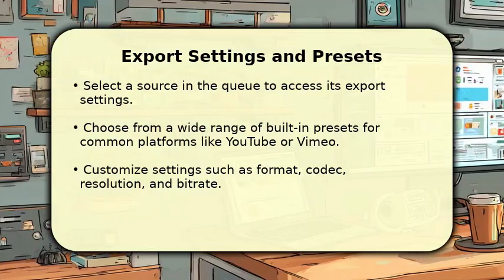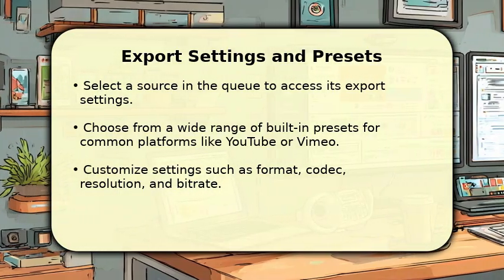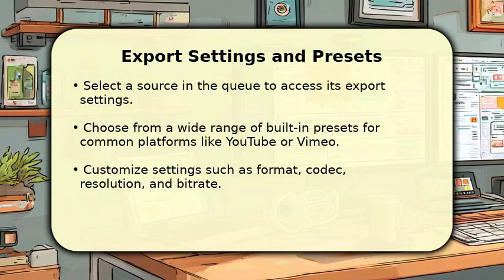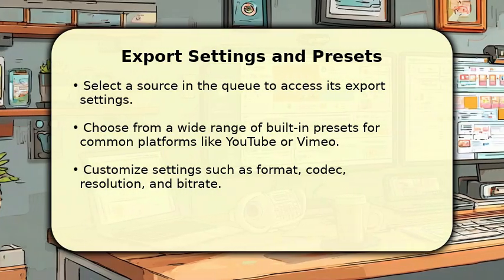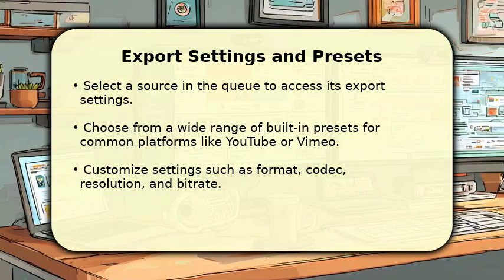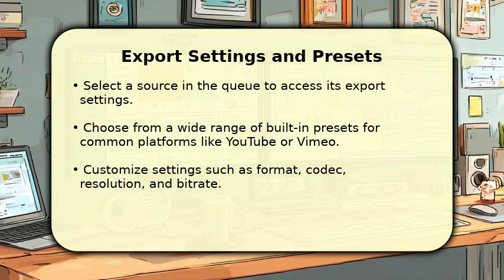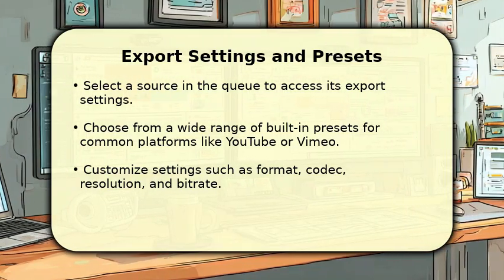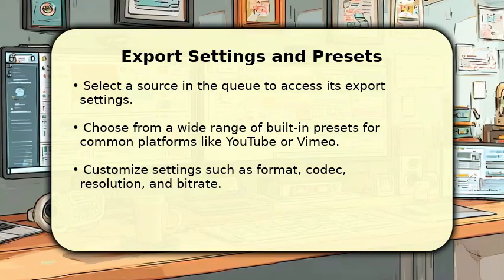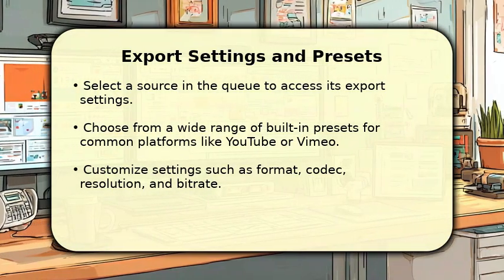With your media in the queue, it's time to define your export settings. Click on any item in the queue to reveal its settings panel. Here, you'll find a vast library of presets, perfect for platforms like YouTube, Vimeo, or even broadcast television. For example, you might select an H.264 preset for web delivery, targeting a resolution of 1920 by 1080 pixels.